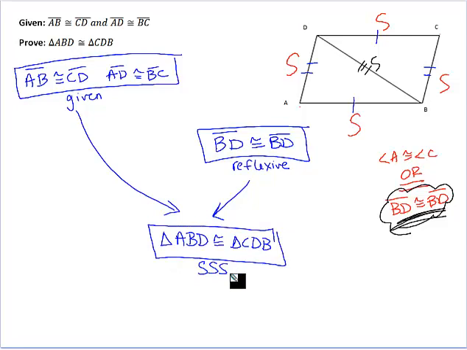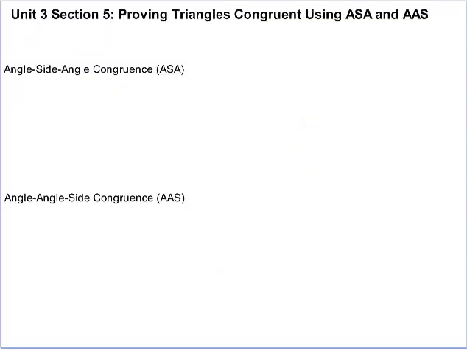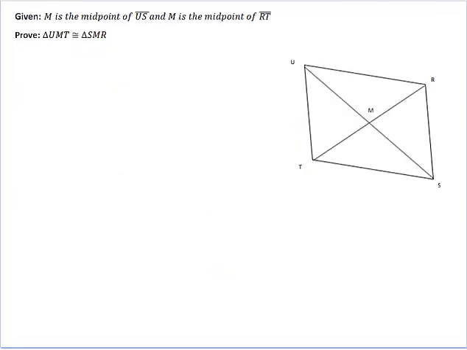Okay, so there's another proof that we did. We showed side, side, side. We have all 3 sides written down as being congruent, so therefore we can say the 2 triangles are. One more proof here. And this one we'll do in paragraph form. So here we are given that M is the midpoint of US and M is the midpoint of RT. We want to prove triangle UMT is congruent to triangle SMR.